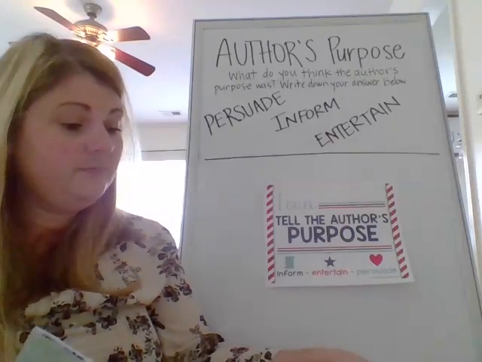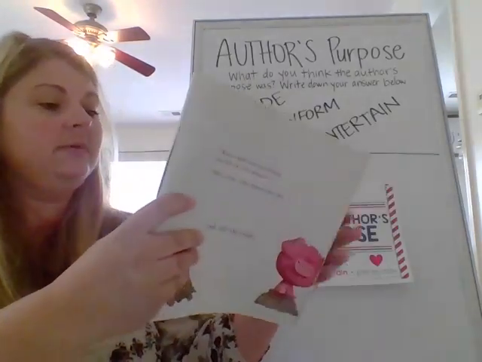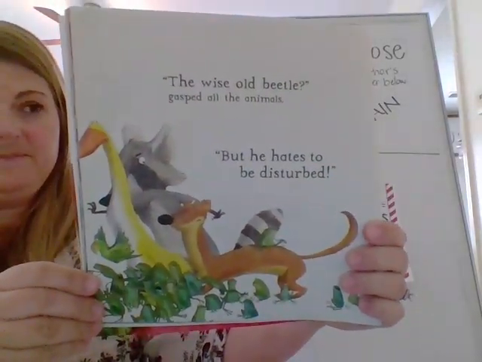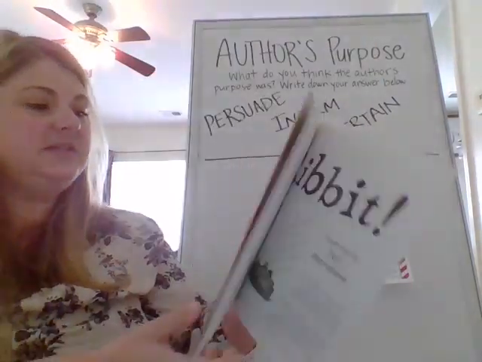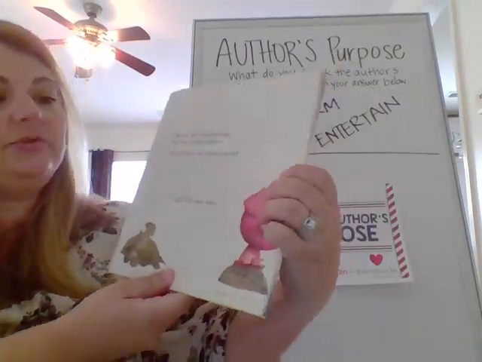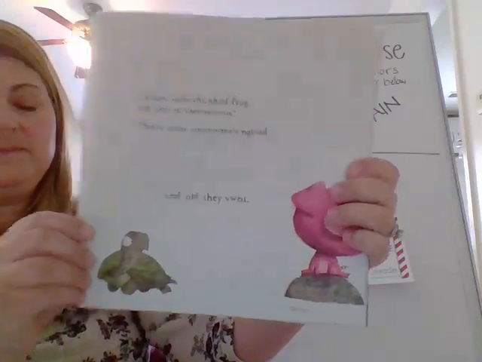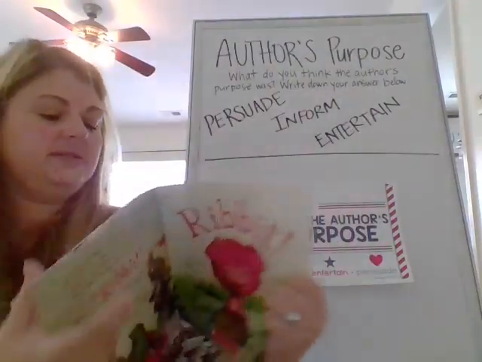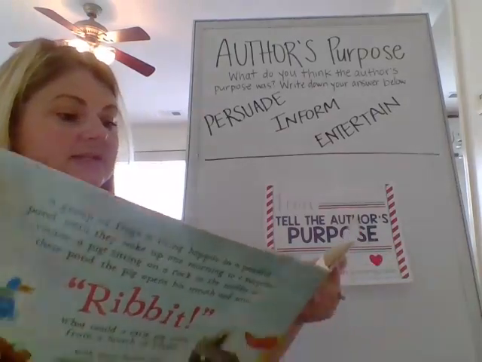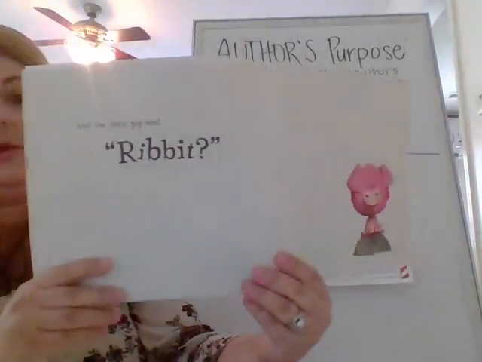"The wise old beetle," gasped all the animals, "but he hates to be disturbed." "I know," said the chief frog, "but this is very serious." "That's true," the animals agreed. And off they went. And the little pig said, "Ribbit."